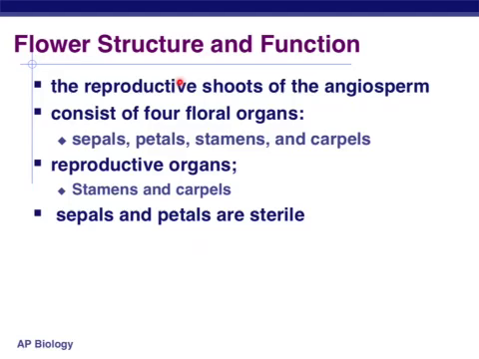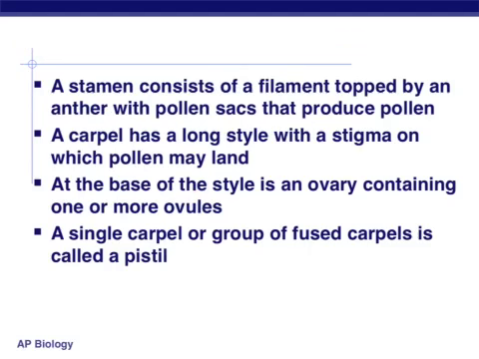So angiosperms have 4 floral organs: sepals, petals, stamen, and carpels. They're all found in the general vicinity of a quote-unquote flower. The actual reproductive organs are the stamen, which are the male parts, and the carpels, which are the female parts. The sepals and petals are there primarily for protection and for attraction, and they are sterile. So there's some pictures coming, I promise.